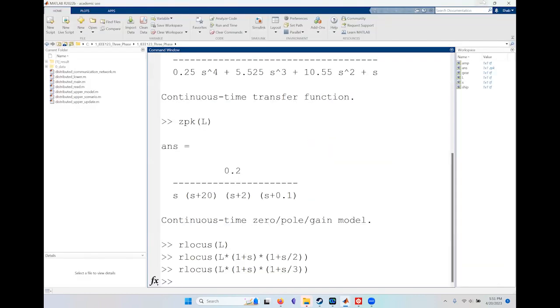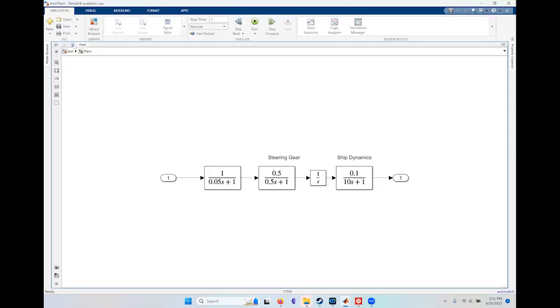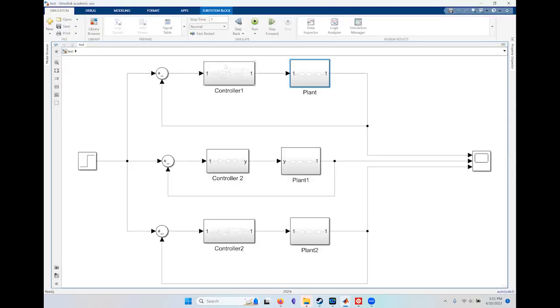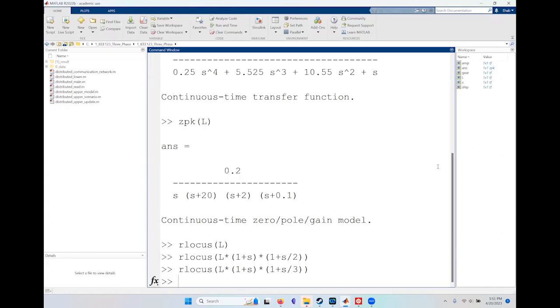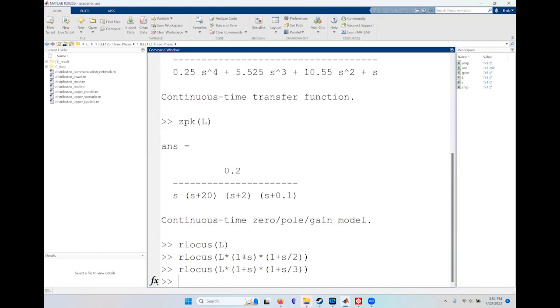Using this slightly different design, all I've done here is replicate the plant and the controller three different times, and I'm reading the output three different times. The reason is that I want to compare the different scenarios. The key thing here is we want to implement those two zeros.